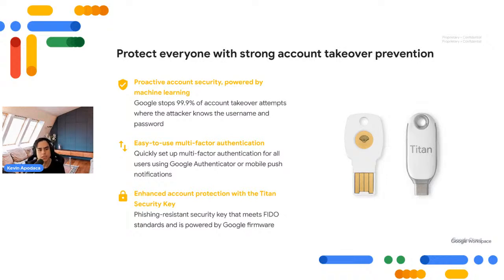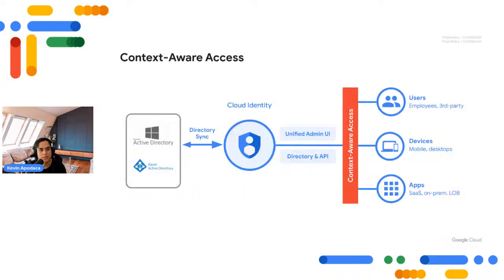One of these is Titan keys for added verification as a two-step authentication, and we'll talk about how that relates to what we're just talking about here. But context-aware access is kind of the important one here.